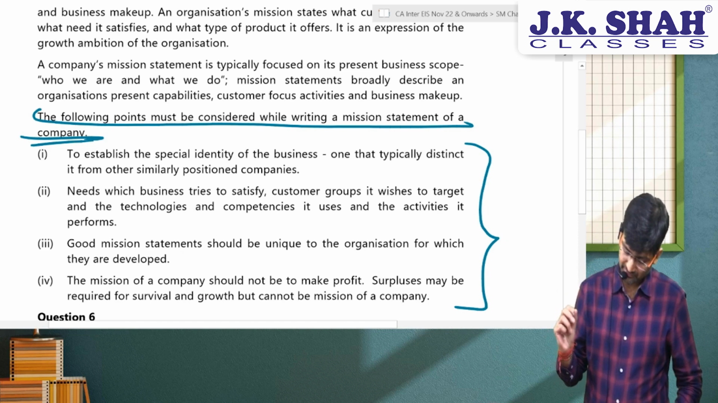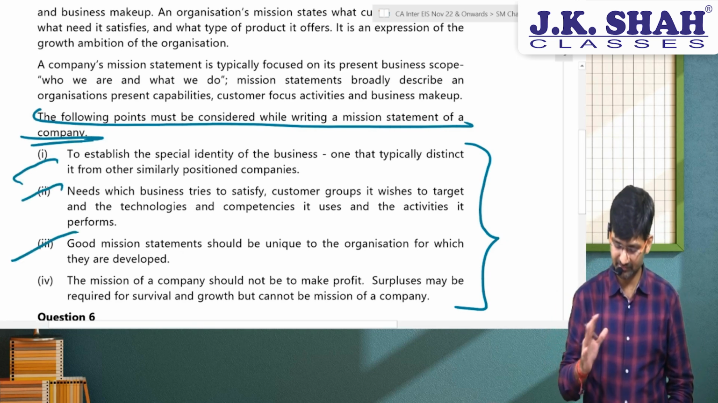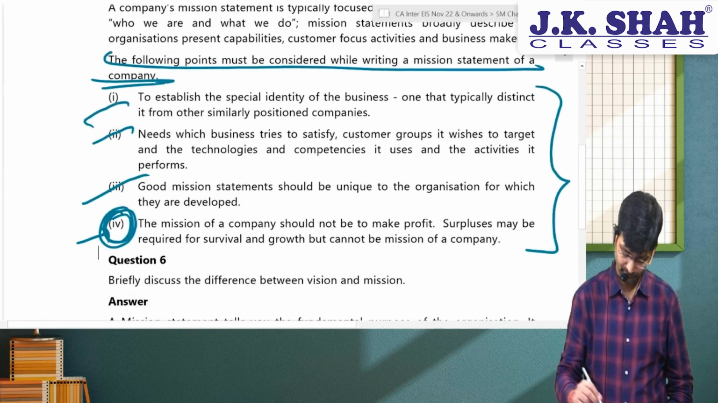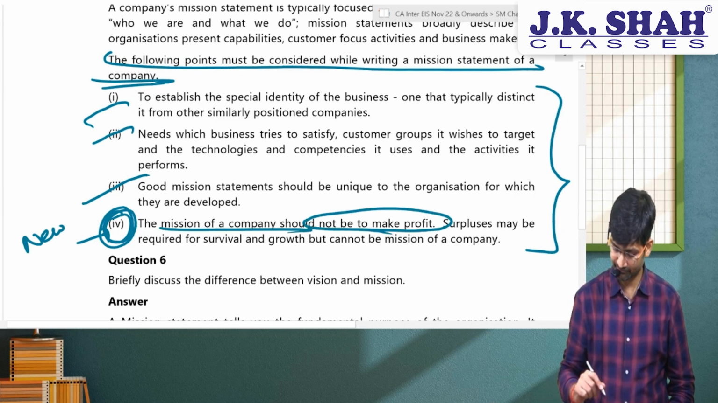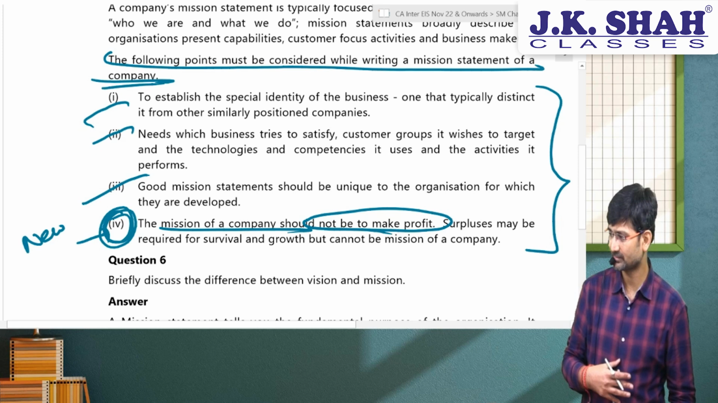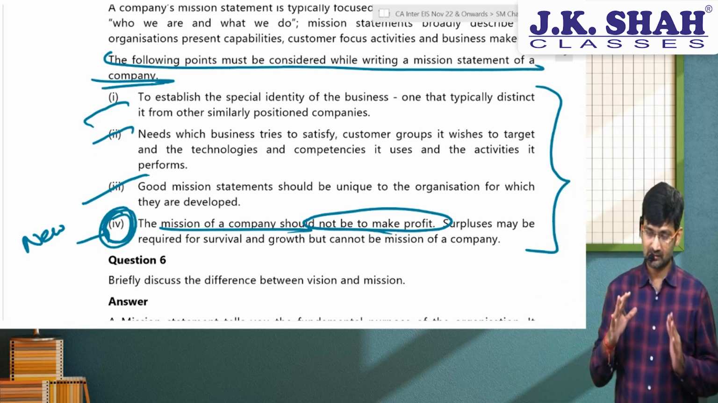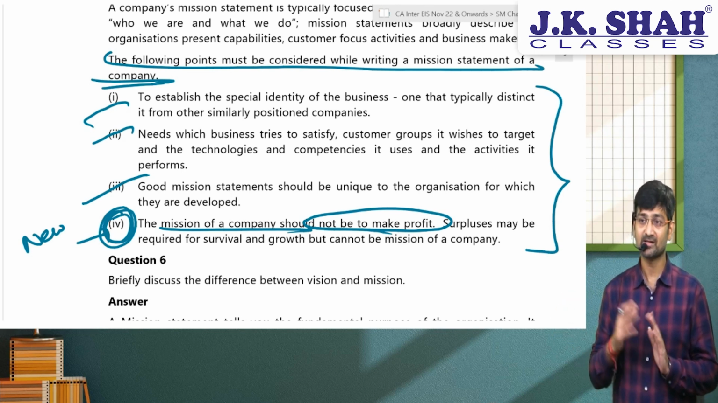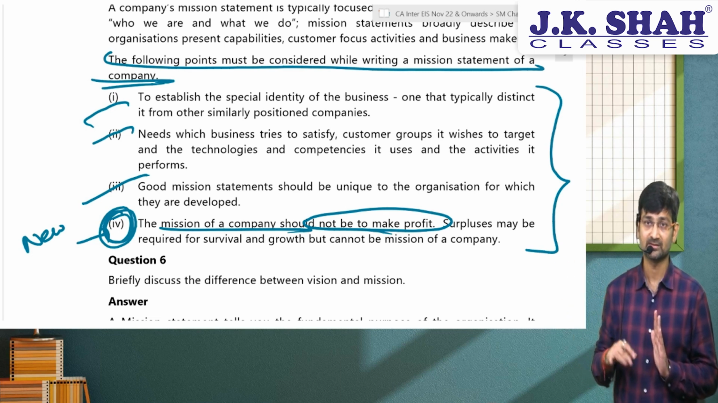Now, if you will notice, 3 points are the same. A little wording reframe, but 3 points are the same. The 4th point is new. The mission should not be to make profit. You will earn profit, but your mission should not be to earn a profit. Now, ideally, in RTP's answer, they have given these 4 points. If this question comes in the examination, the examiner will have these 4 points.